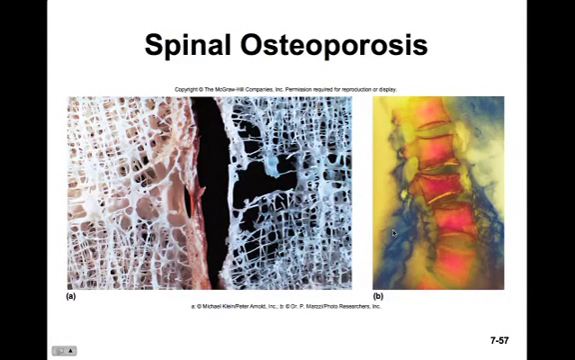This picture shows you some osteoporosis in vertebrae. The picture on the left here shows a regular matrix. Over on the right, you can see degeneration of this matrix. And on the far right picture here, you can see the degeneration of individual vertebrae as a result of osteoporosis.